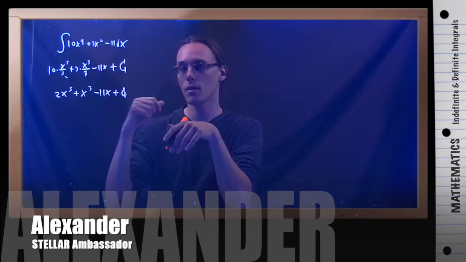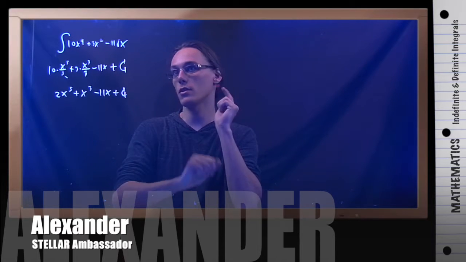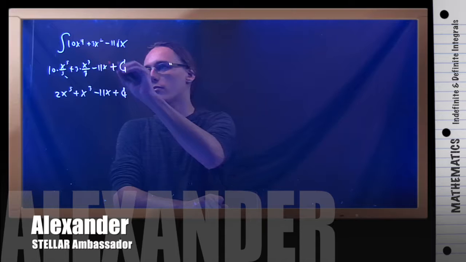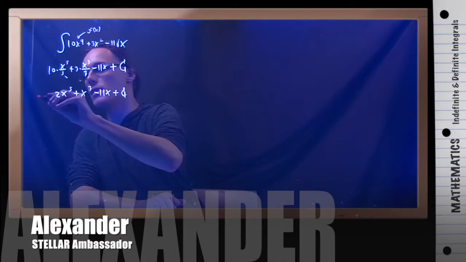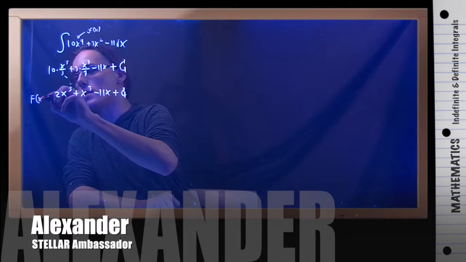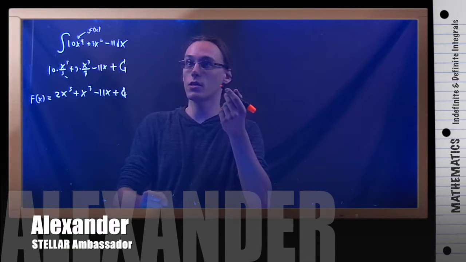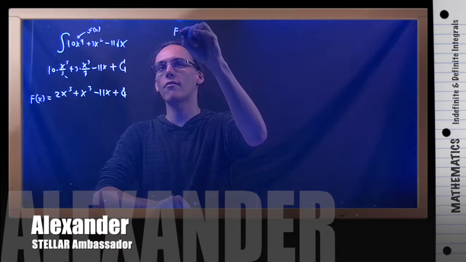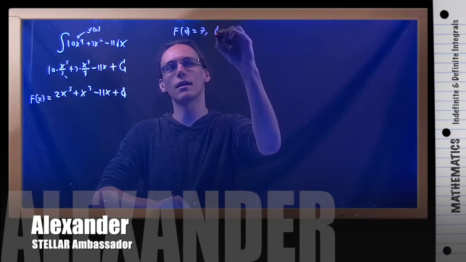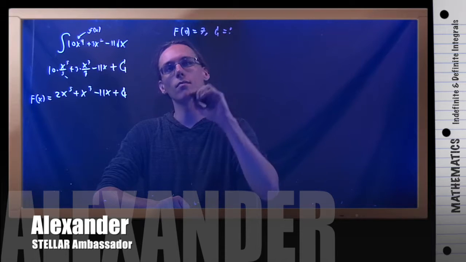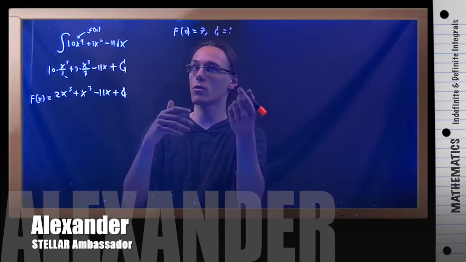That part's done. Now, the first initial condition we're given is what if, and remember, if we call this inside of here little f of x, then the result is usually called big F of x. So the first initial condition is what if big F of 0 were to equal 7? What is c then? Well, plug in 0 and solve for c.